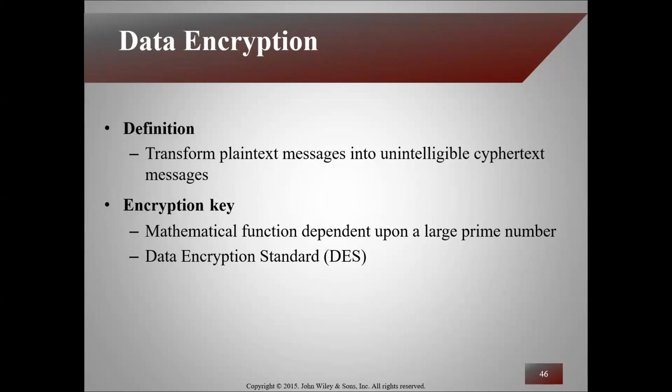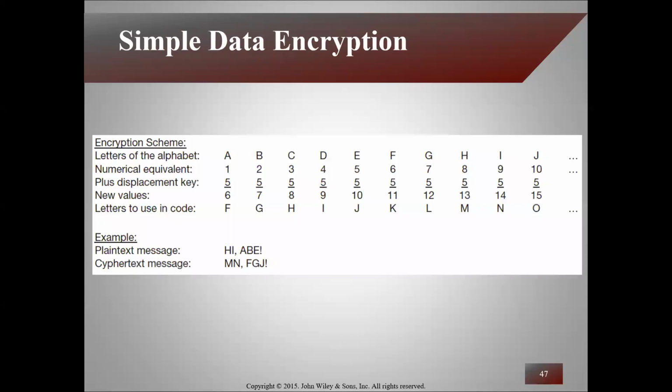The Data Encryption Standard, or the DES system, used by the US government to encode documents employs such a system. DES uses a number with 56 binary digits to encode information, a value equal to approximately 72 quadrillion. And on the next slide, you'll see an illustration of simple data encryption.